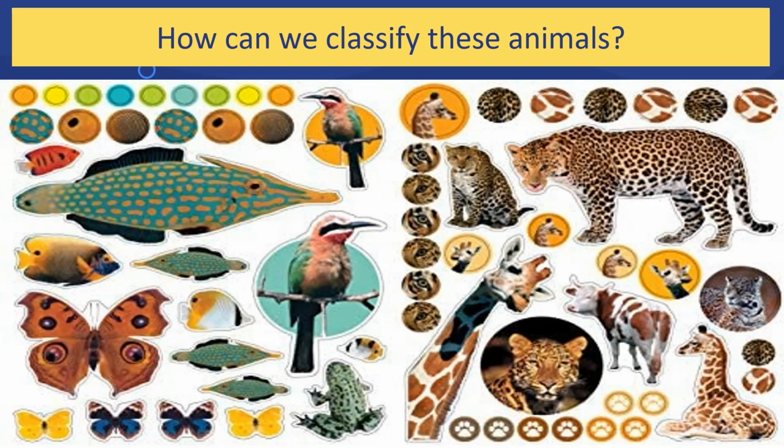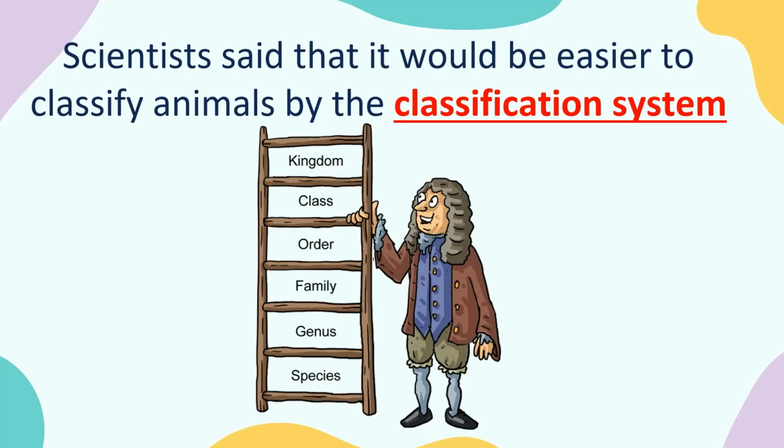Now, how can we classify these animals? So, scientists said that it would be easier to classify animals by the classification system, which contains levels, which are kingdom, class, order, family, genus, and species.